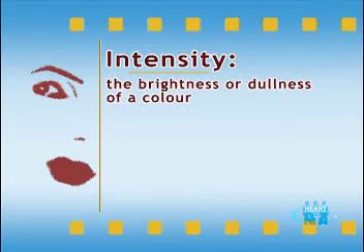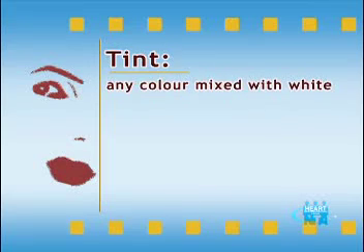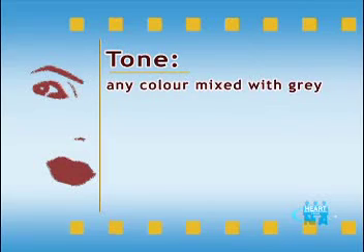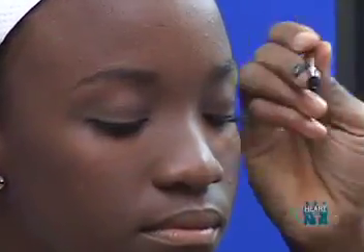Intensity covers the brightness or dullness of a color. Shade speaks to colors plus black. Tint is any color mixed with white. Tone is any color mixed with gray, and temperature refers to the warmth or coolness of a hue. Red, orange, and yellow are considered warm, and blue, violet, and green are considered cool.